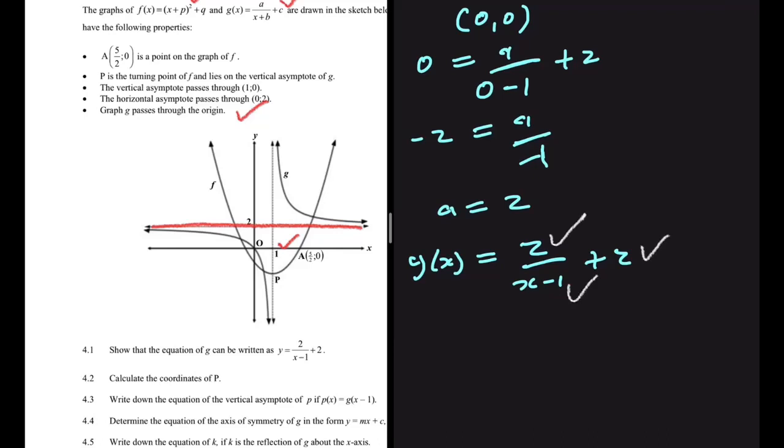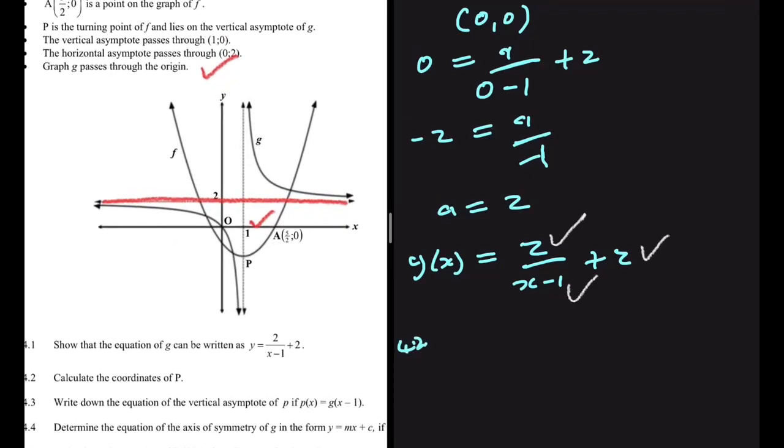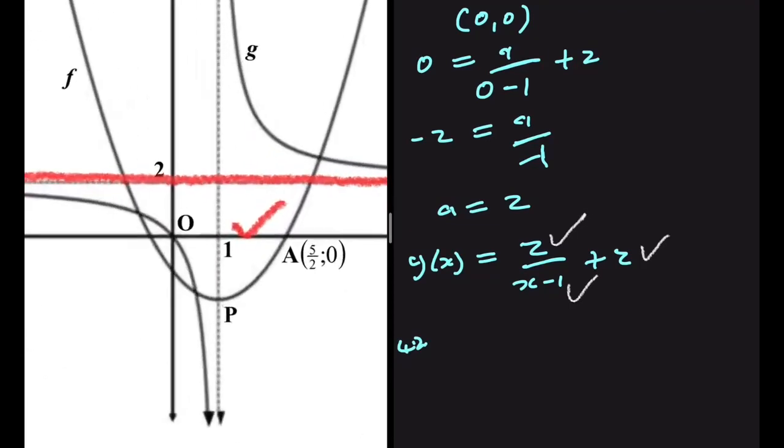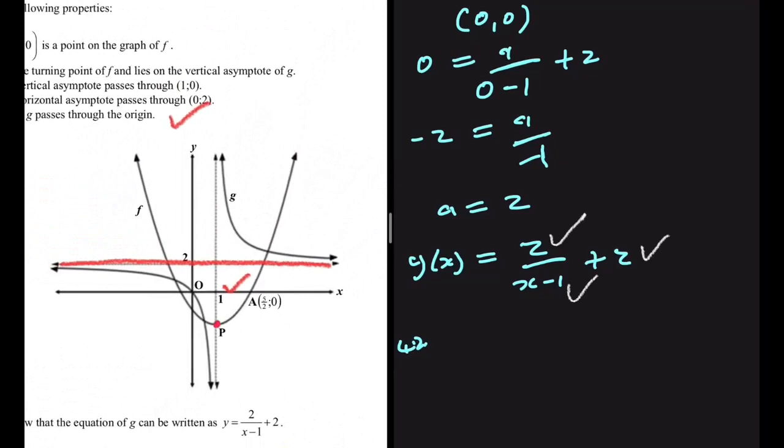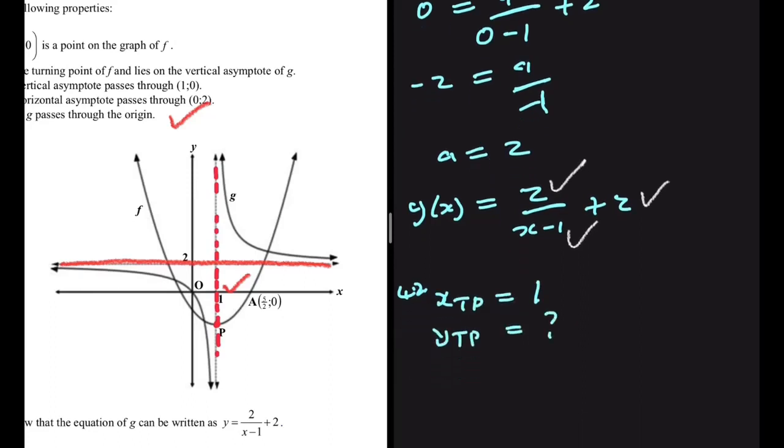Let's move to 4.2. The question in 4.2 is saying let's calculate the coordinates of p. What is p? p is right here. It is the turning point of f of x, but we're given the x value at p, because look at this vertical asymptote. It goes through p, so that tells us that the x at the turning point is equal to 1. Now we just need to find the y at the turning point. It's the only thing we're left with.